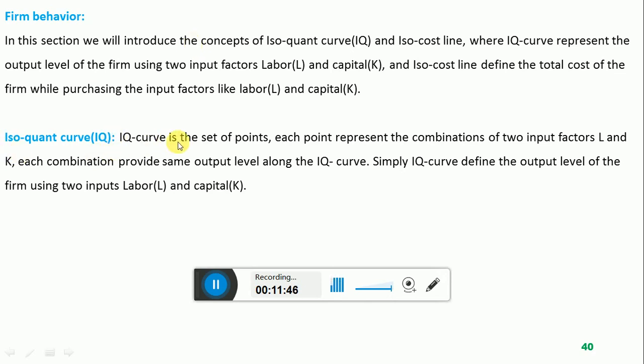Isoquant curve, let me define. Isoquant curve is the set of points. Each point represents the combination of two input factors like labor and capital, and each combination will provide the same output level along the isoquant curve. So isoquant curve is the set of points and it defines the output level using the two input factors labor and capital, and along the isoquant curve the output will remain same.